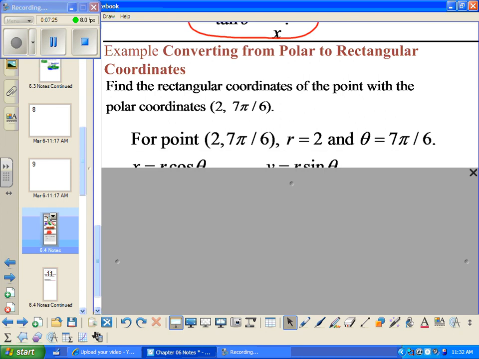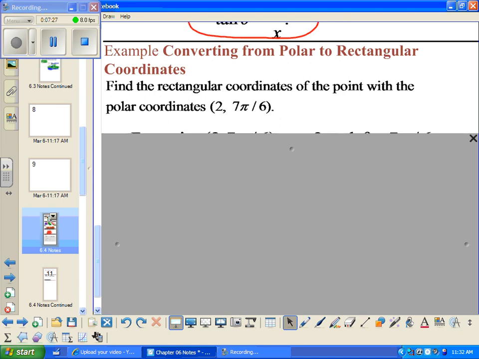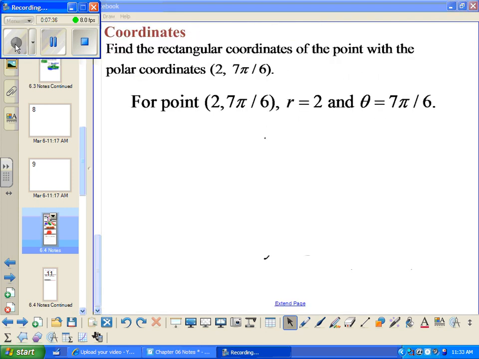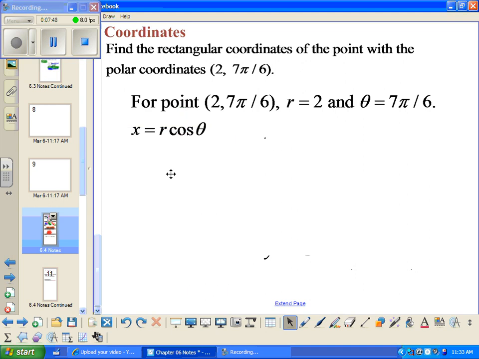So the next example that we're going to do is we're going to find the rectangular coordinates of a point with the polar coordinates 2 comma 7 pi over 6. So in order to do this, we need to recognize that r equals 2 and theta equals 7 pi over 6. So to start, I know that my x value would have to equal r cosine theta. So x is going to equal 2 times cosine of 7 pi over 6.